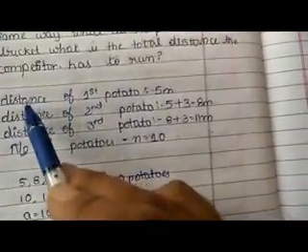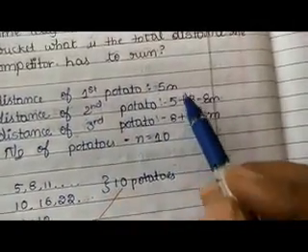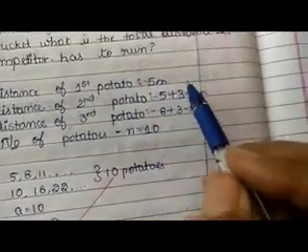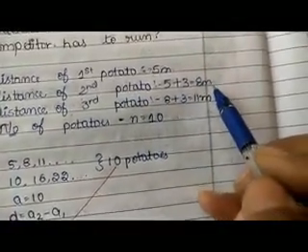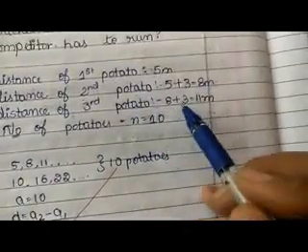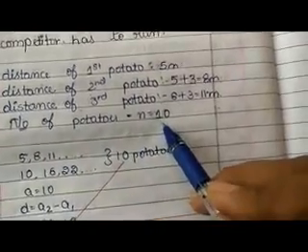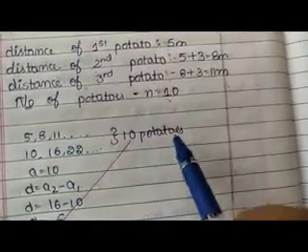In the same way, what is the distance of the first potato? 5 meters. Second potato, 3 meter difference. The first potato is at 5, and afterwards there is a 3 meter difference. Therefore the distance of the second potato is 5 plus 3, 8. What is the distance of the third potato? 8 plus 3, 11. Now the number of potatoes is 10. So what is our AP? 5, 8, 11, and so on for 10 potatoes.